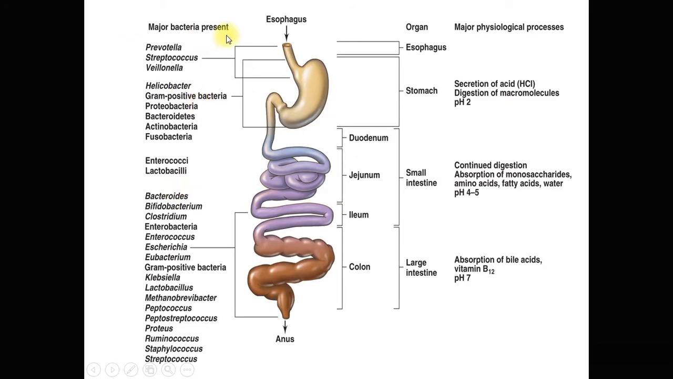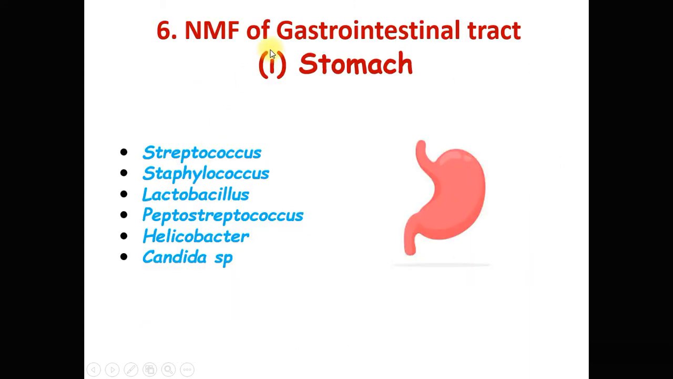This is showing the constitution of the gastrointestinal tract, starting from the esophagus. Next part is the stomach, then there is the small intestine, the large intestine and the last part is the anus. On the left side, there are the numbers of the bacteria which are present. We can see this is quite a large number. So now we will study the NMF of different parts of the gastrointestinal tract.